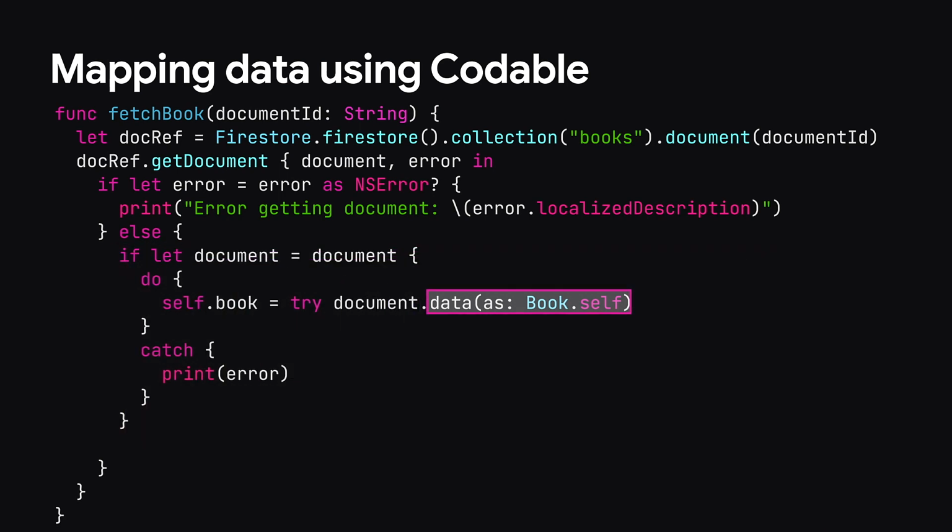The actual code for mapping the document is really short, and it makes use of the Swift Codable protocol. And that essentially means Swift and Firestore will now handle the mapping for you. No need to write any code for mapping individual fields.